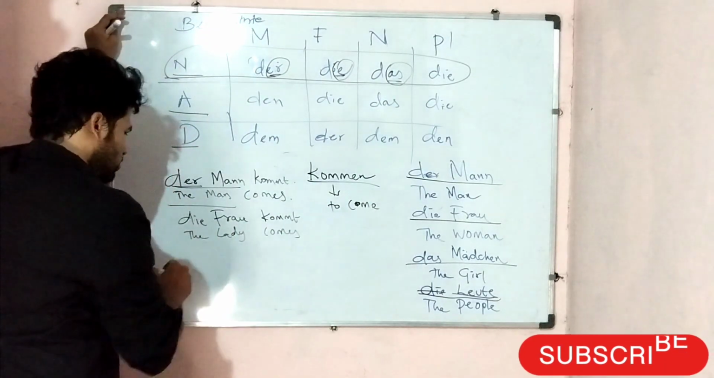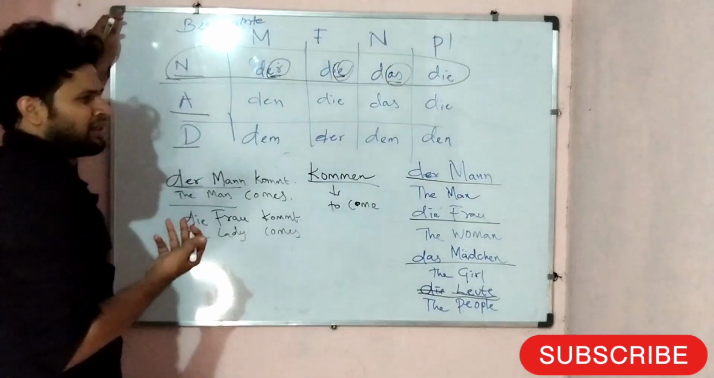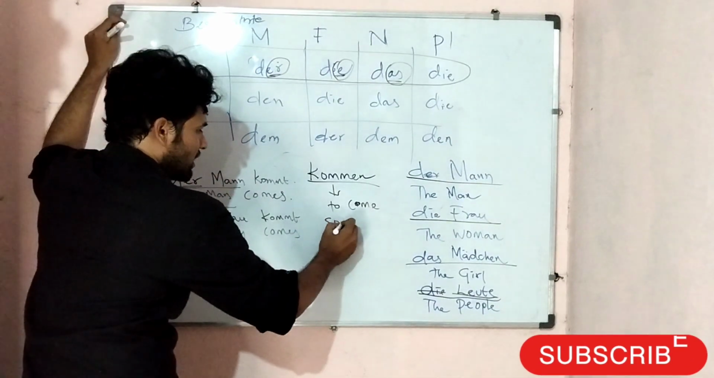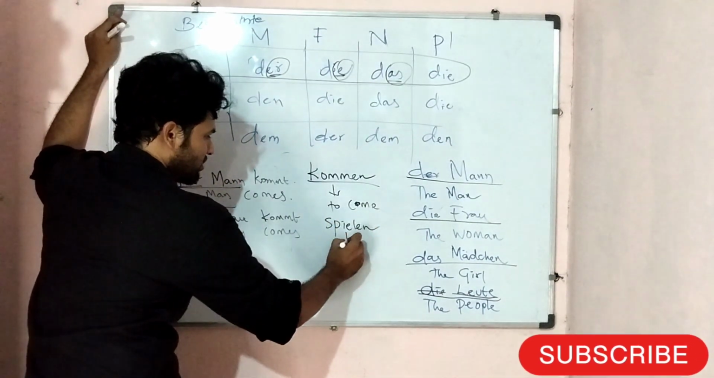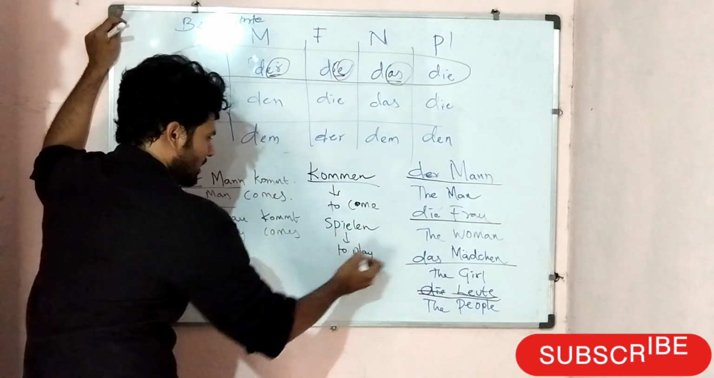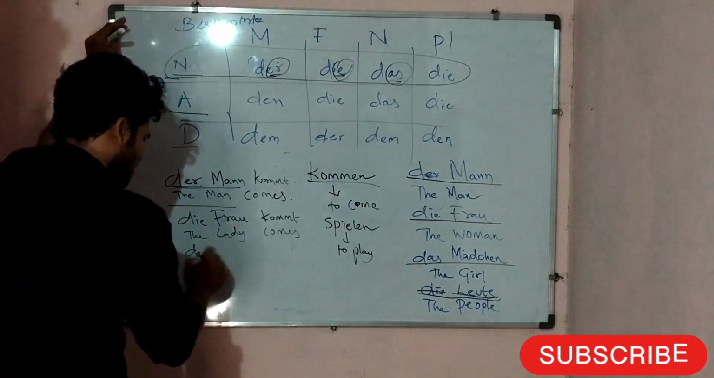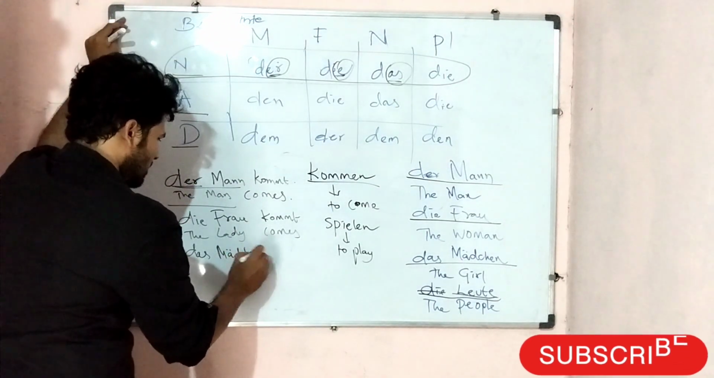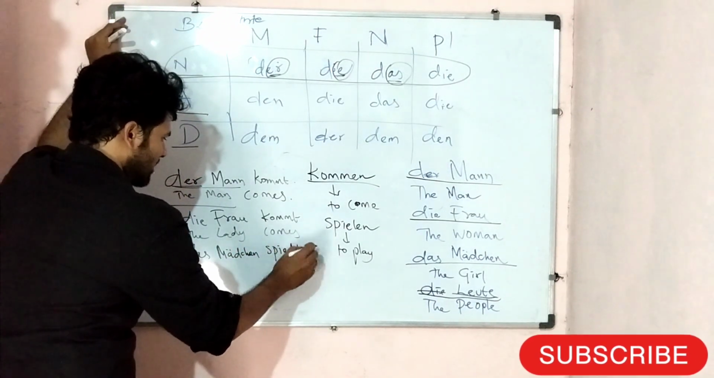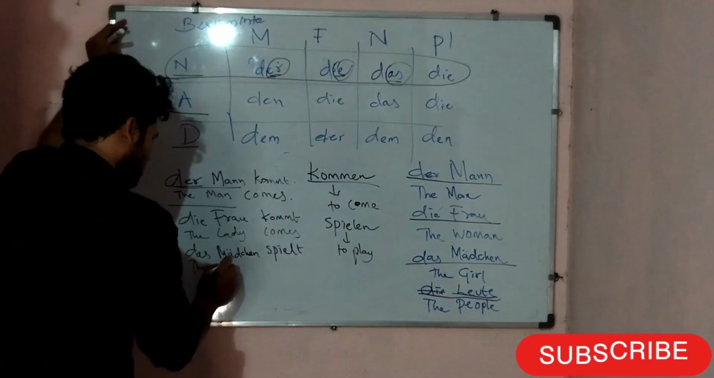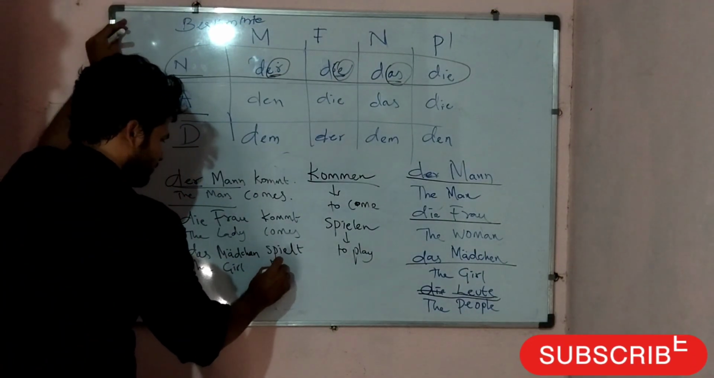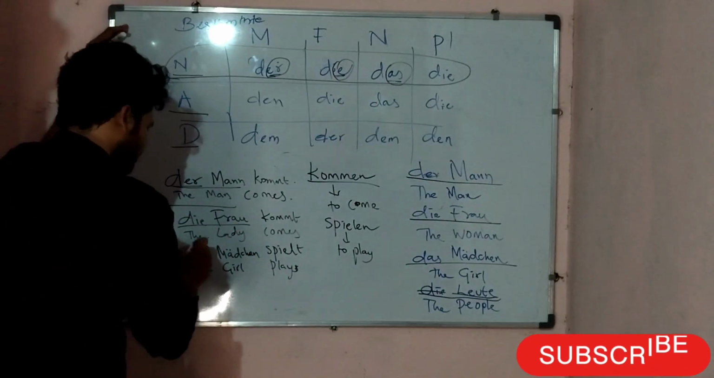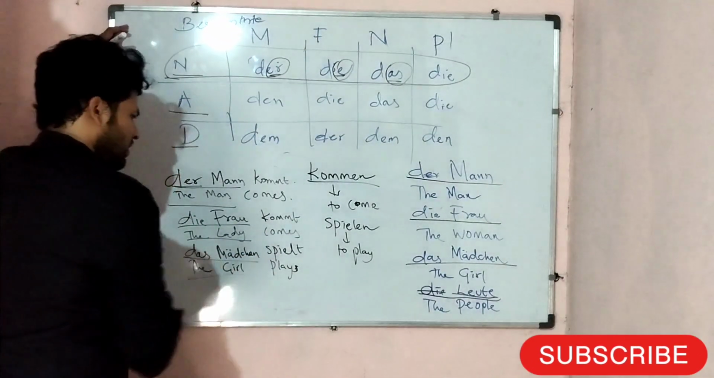Next, the girl plays. What is to play? Spielen. The verb is spielen, which means to play. That will be the same for he, she: the verb ending is t only. Das Mädchen spielt, S-P-E-L-T. The girl plays. Plays or is playing, both are the same here. Just focus on the subject.